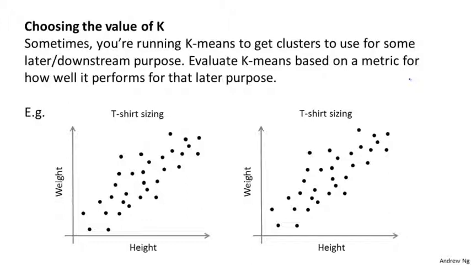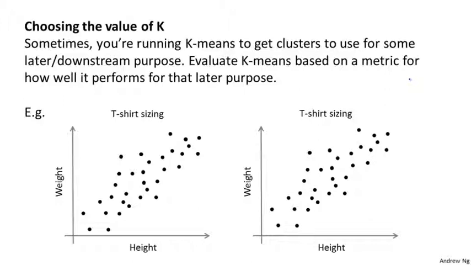Finally, here's one other way of thinking about how you choose the value of k. Very often, people are running k-means in order to get clusters for some later purpose or for some sort of downstream purpose. Maybe you want to use k-means in order to do market segmentation, like in the t-shirt sizing example that we talked about. Maybe you want k-means to organize a computer cluster better, or maybe a learning cluster for some different purpose. And so if that later downstream purpose, such as market segmentation, gives you an evaluation metric, then often a better way to determine the number of clusters is to see how well different numbers of clusters serve that later downstream purpose. Let me step through a specific example.